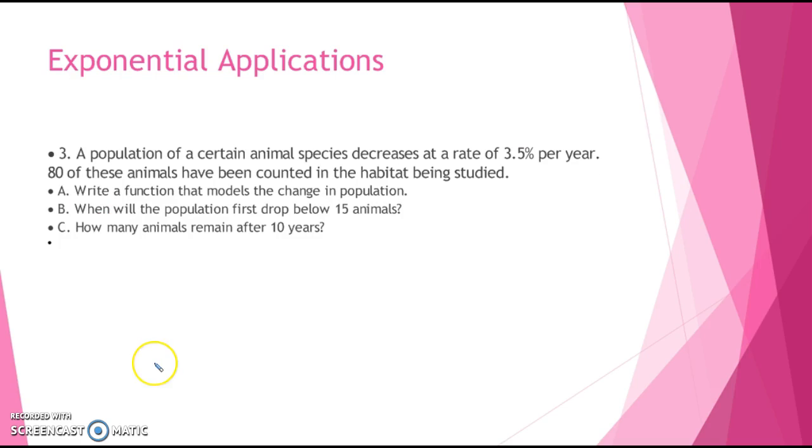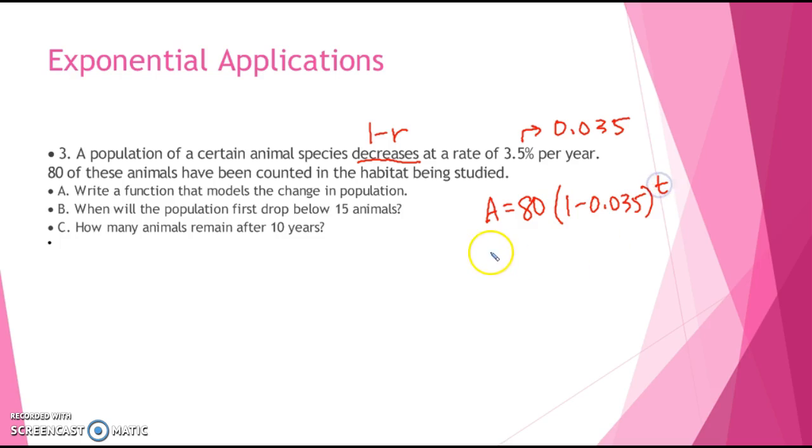For the third one, a population of a certain animal species decreases at a rate of 3.5% each year. So decrease means I'm going to use subtraction. 3.5% becomes 0.035. So my equation becomes A equals, I start with 80, 1 minus 0.035 to the t, and we could simplify that one step farther, and it would become 0.965 to the t.